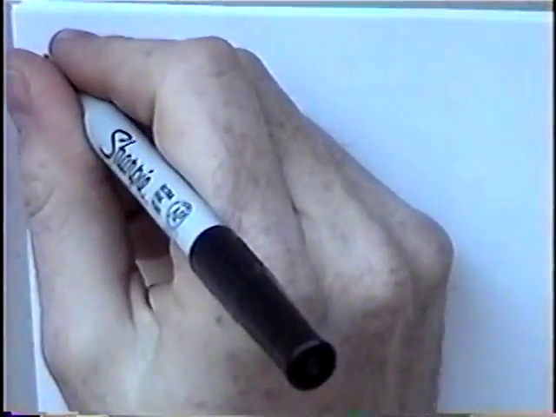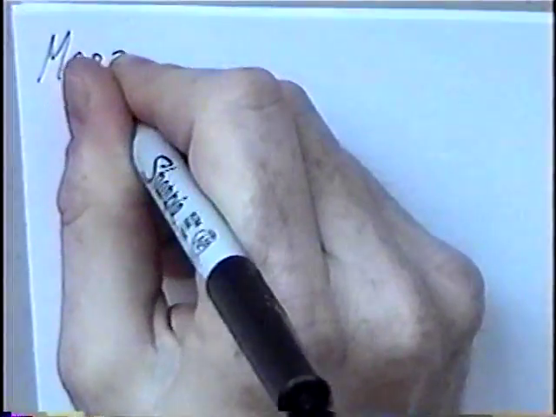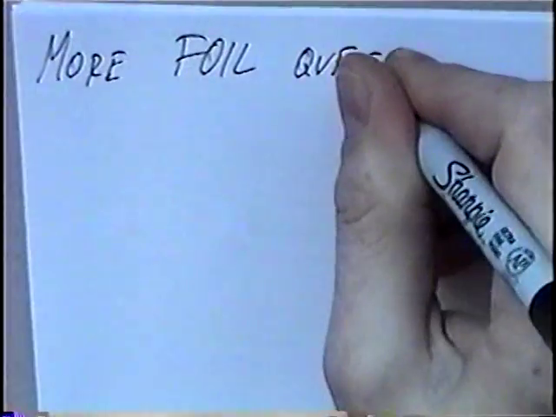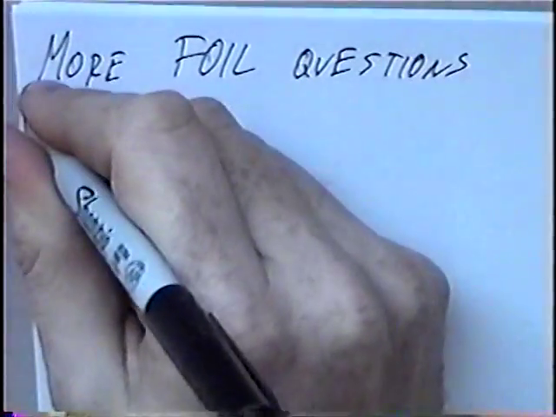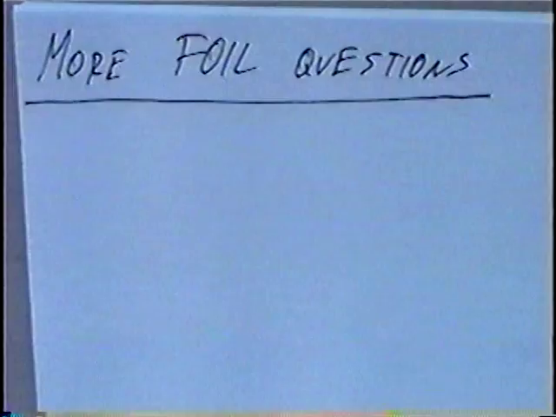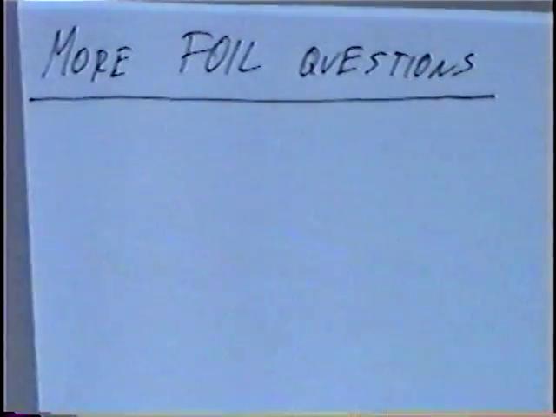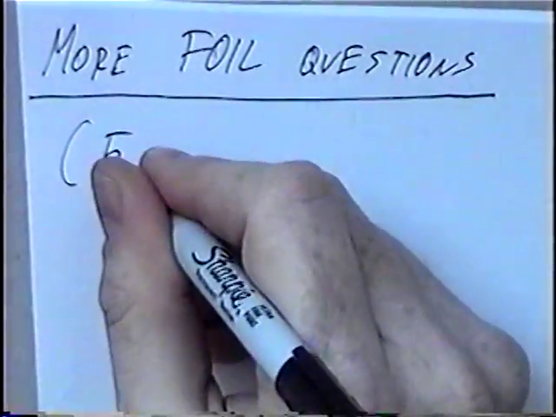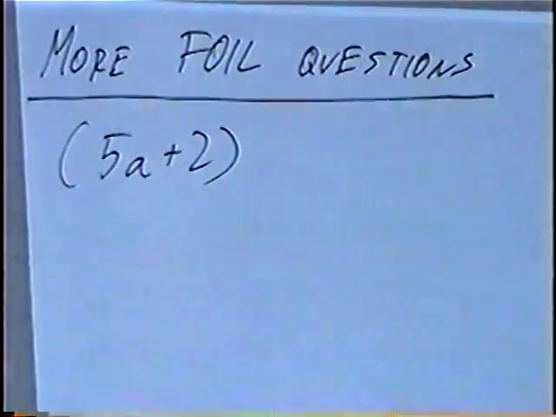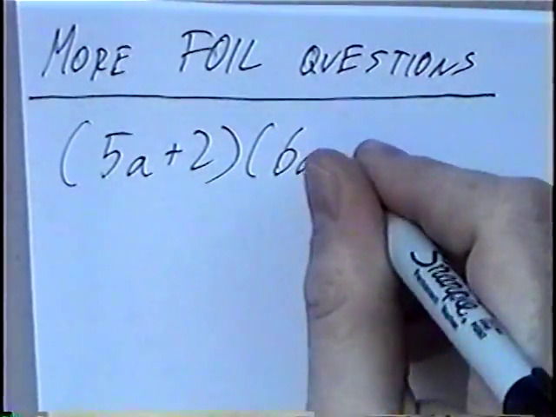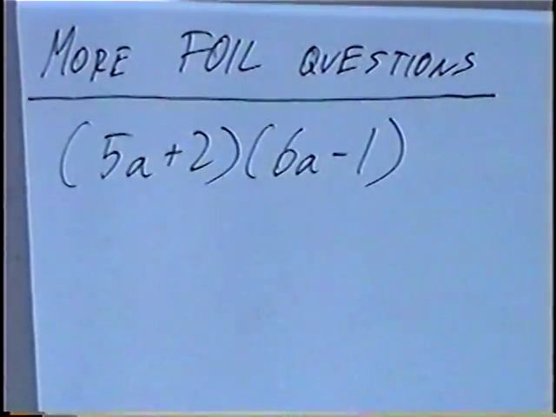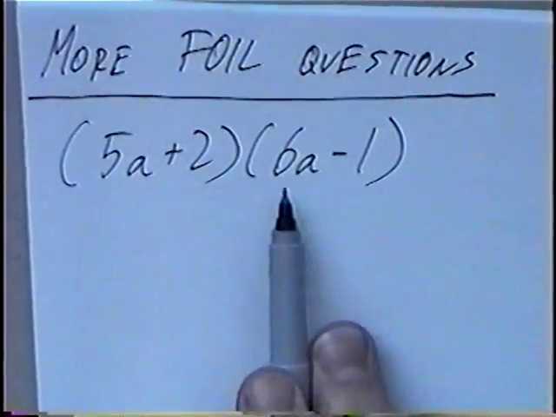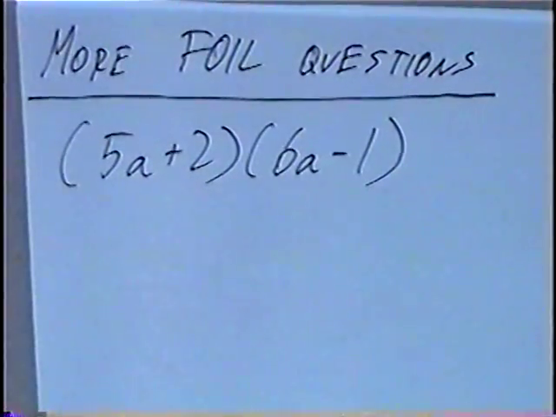Title of the last section today is More FOIL Questions. In this section, we'll continue to use FOIL to multiply out binomials. First question and first parentheses, 5a plus 2 times 6a minus 1. And again, we'll use FOIL, the acronym, to multiply two binomials where you have two numbers or two terms in each set of parentheses.